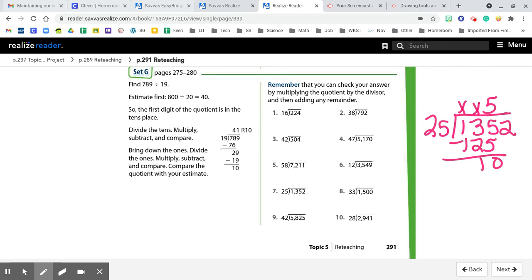Our remainder is 10, which is smaller than 25, so we're going to bring down our next digit. And 25 goes into 102, and think of quarters. 25 is like a quarter. How many quarters can you get out of $1, which is like 100 cents? So 25 times 4. Well, that one would be 54, remainder 2.